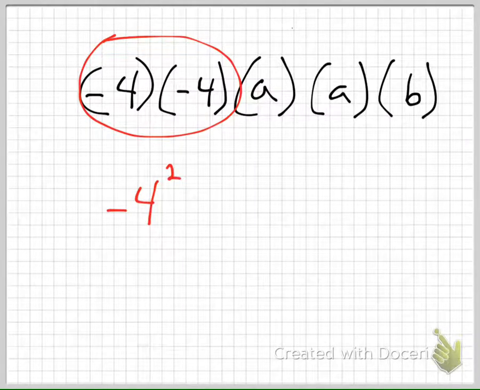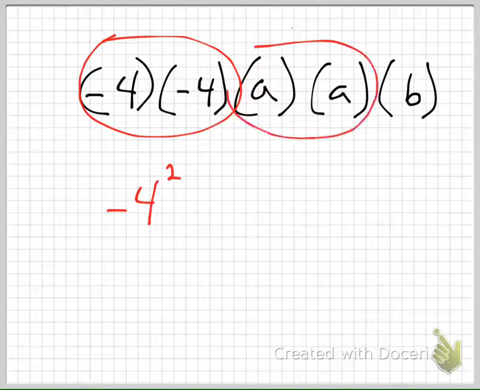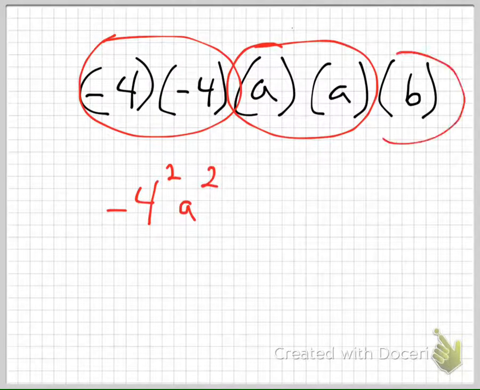I also have an A and an A. They're also being multiplied. What is A times A? A squared. A squared, absolutely. And then there's a B here all by itself. I know, we're going to get to it in just a second. I promise there's something we're going to do here. Then there is a B all by itself.